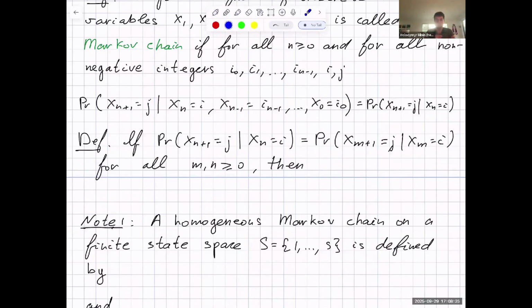So I'm starting my Markov chain, this process, I'm randomly going from x0 to x1, from x1 to x2. But if it doesn't really matter at what time step I am, then it's a simpler process, and the Markov chain is called a homogeneous Markov chain.